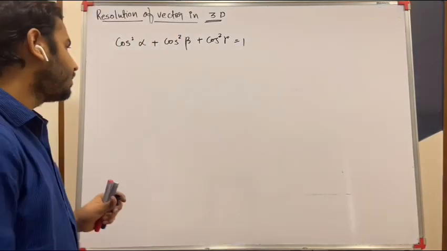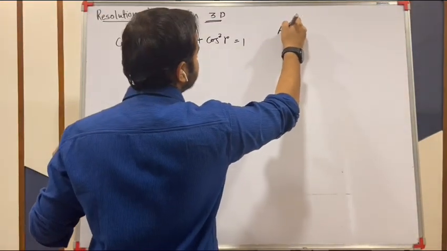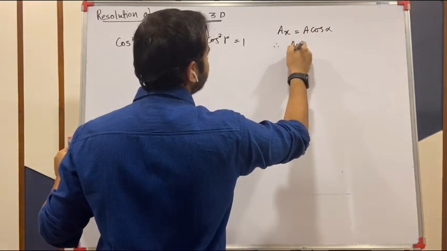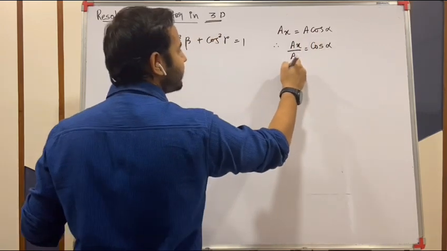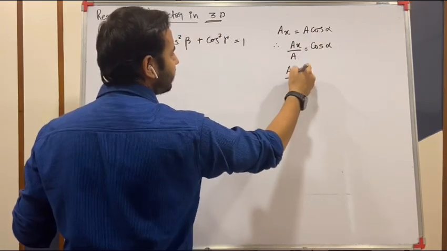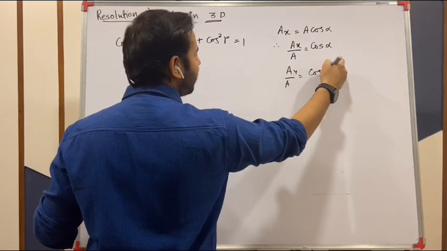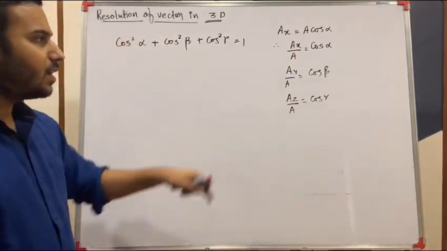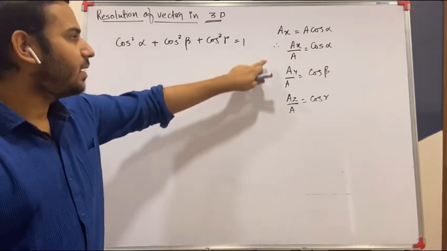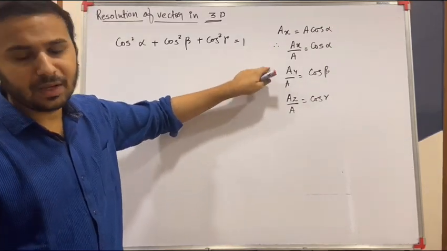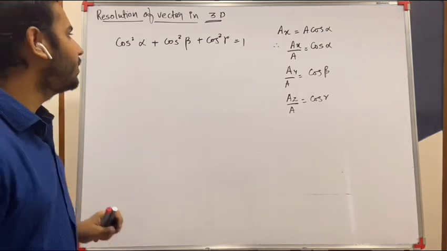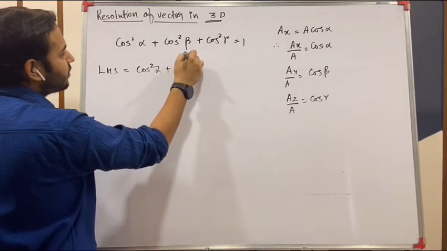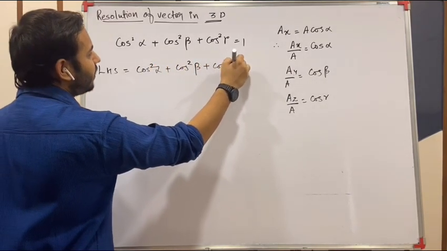Let me prove this. How? See, ax is a cos alpha. Therefore, you can write ax by a is your cos alpha. Same way, ay by a is your cos beta, and az by a is your cos gamma. Okay, this is for alpha, beta, and gamma. X coordinate, x component, y coordinate, y component, z coordinate, z component. Let us just say LHS is equals to cos square alpha plus cos square beta plus cos square gamma.